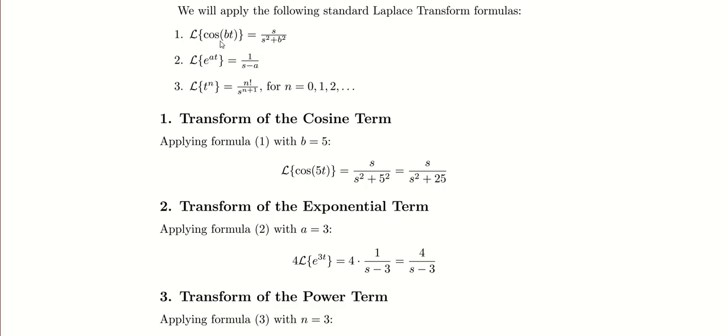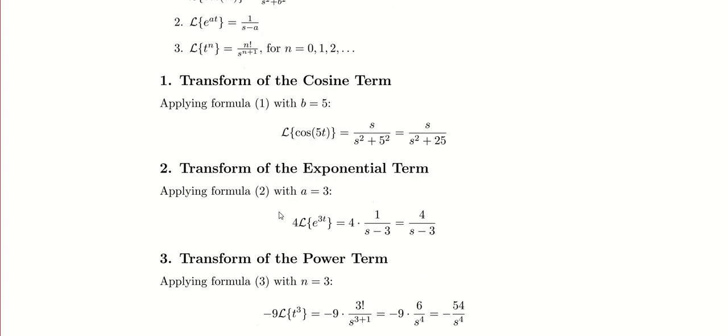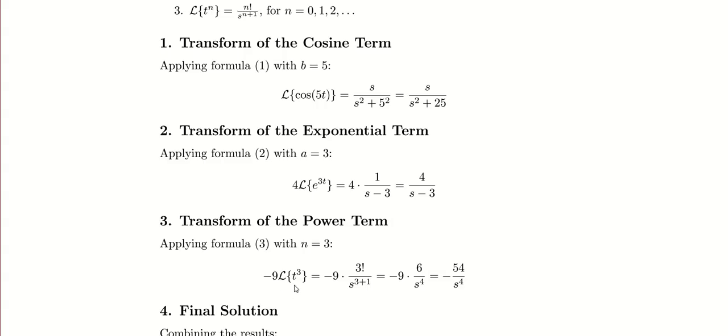So now let's focus on the Laplace transform of cosine 5t. b here is 5, so that's going to be s over s squared plus 5 squared, simplifying to s over s squared plus 25. 4 times the Laplace transform of e^(3t). Here a is 3, so that's 1 over s minus 3, multiplied by 4 to get 4 over s minus 3.